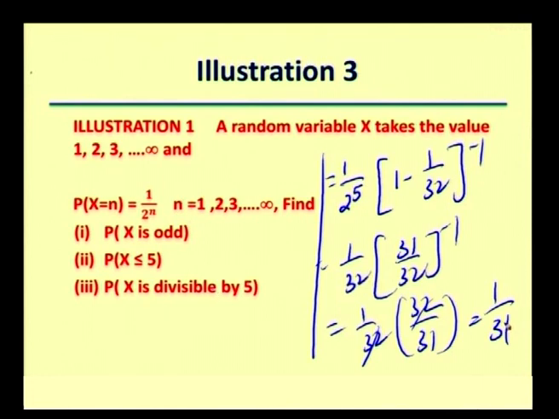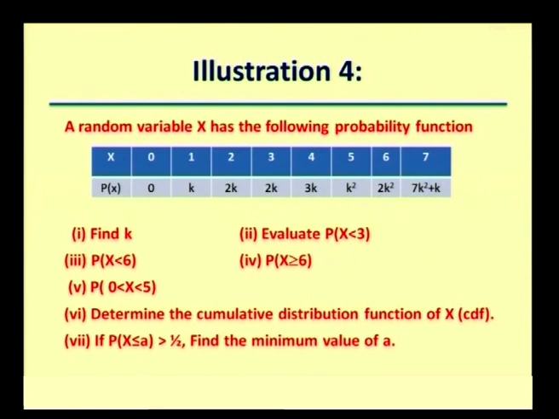Now, this is an expression where you have a probability function being defined by a function where n takes discrete values. Next illustration: a random variable x has the probability function, x is defined as taking the values 0, 1, 2, 3 etc. up to 7, and P of x is given as 0, k, 2k, 2k, 3k, k square, 2k square, 7k square plus k. You are asked to find the value of k and evaluate certain probabilities, the cumulative distribution function of x, and the minimum value of a for which P of x less than or equal to a is greater than 1/2.